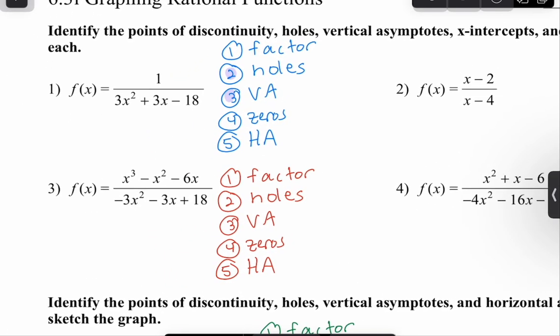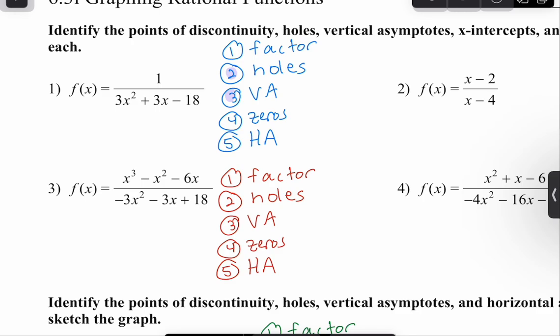So I'm going to do the odd ones with you today. If we have time to finish all the odds, I'll do that. If not, we will continue this tomorrow, okay? So let's take a look at problem number 1.